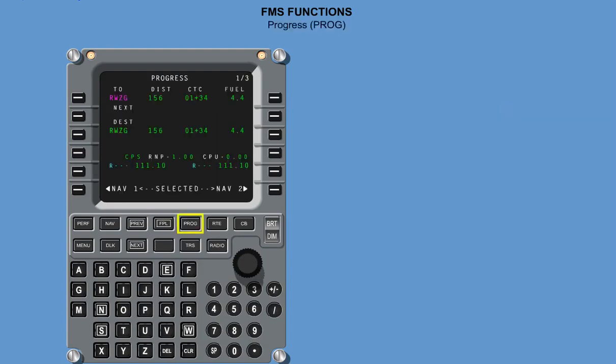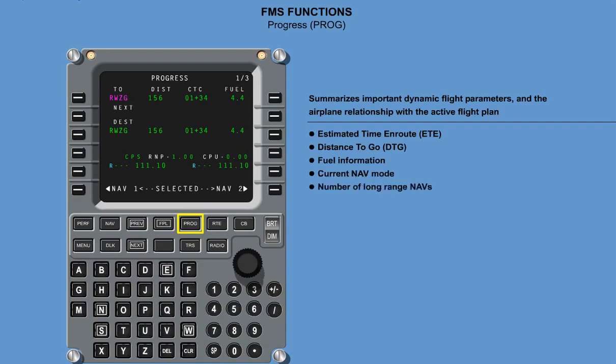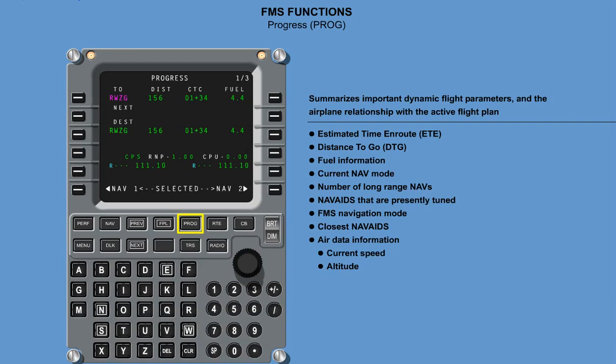Progress. This function summarizes important dynamic flight parameters and the airplane relationship with the active flight plan, such as estimated time en route, distance to go, fuel information, current nav mode, number of long-range navs used, nav aids that are presently tuned, FMS navigation mode, closest nav aids, and air data information, current speed, altitude, and temperature.